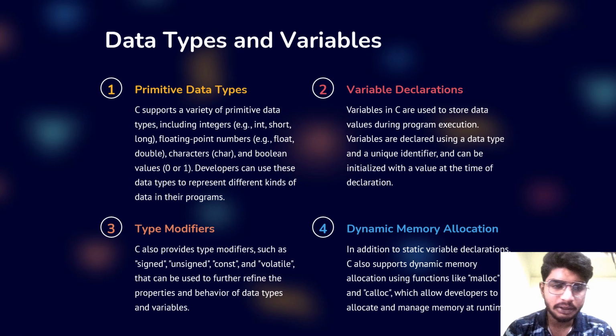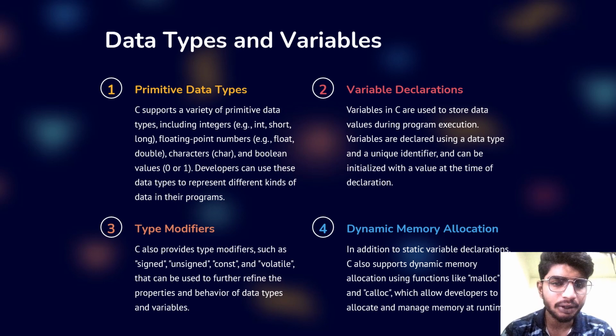Data types and variables. Primitive data types. C supports a variety of primitive data types including integers, for example int, short, long, floating point numbers, for example float, double, etc., characters, and Boolean values. Developers can use these data types to represent different kinds of data in their programs.